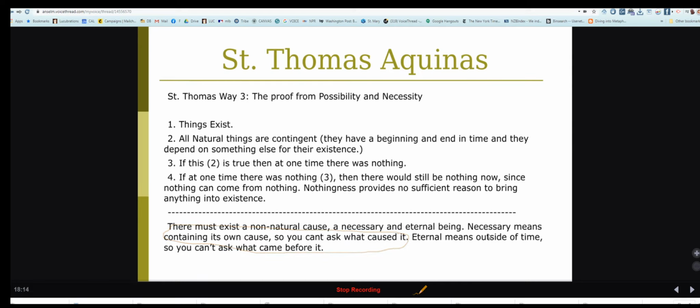And it also is eternal, which means it exists outside of time. There isn't a before and after it. You can't ask what came before it. Whereas the Big Bang, which is an event in time about 13.5 billion years ago, is an event in time, and we can ask what came before it. So St. Thomas thinks that you have to posit the existence of this weird type of being, a necessary and eternal being, where you can't ask where it came from because it came from itself, and you can't ask what came before it because it exists outside of time.